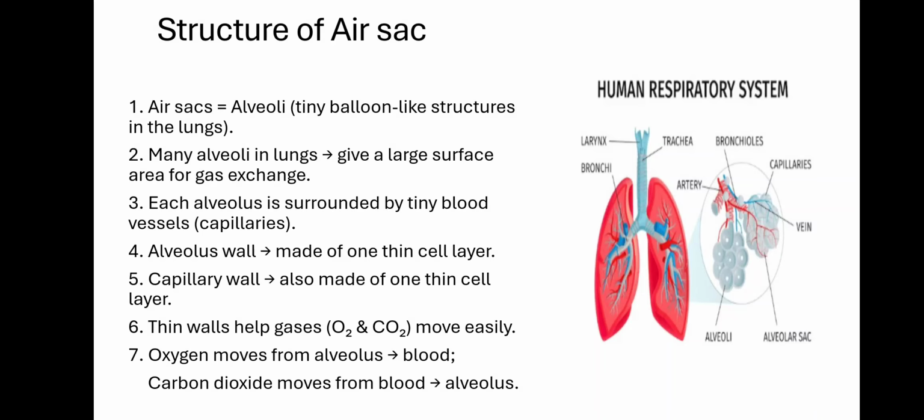What is the significance of having this one thin layer of cells? This is for the easy movement of the gases, that is, the oxygen and the carbon dioxide. The oxygen comes from the alveoli and moves towards the blood, and also carbon dioxide moves from the blood to the alveolus.